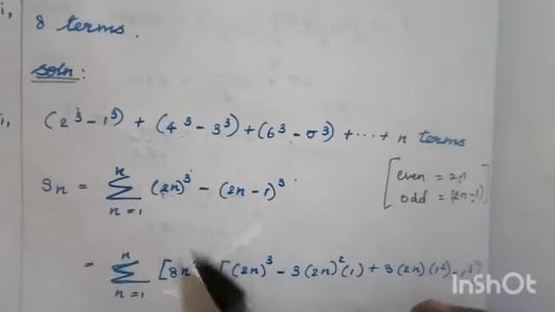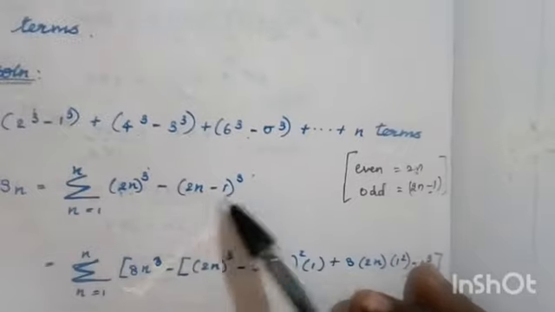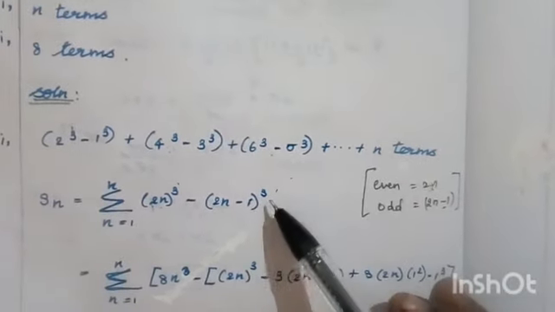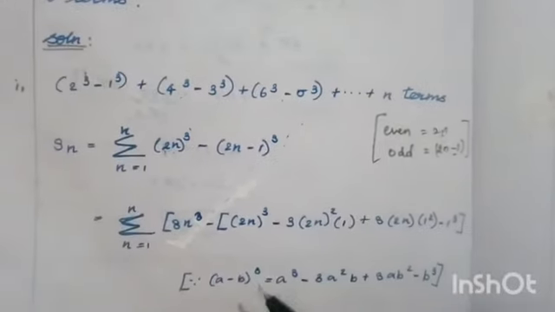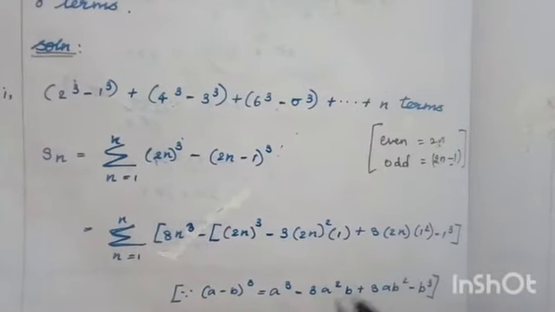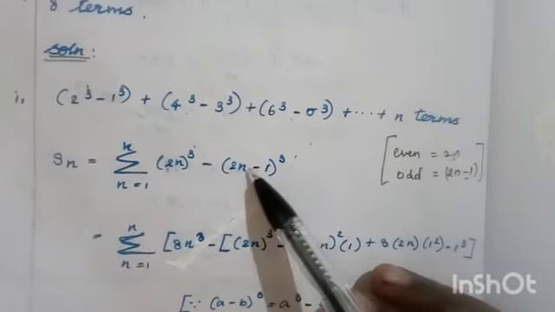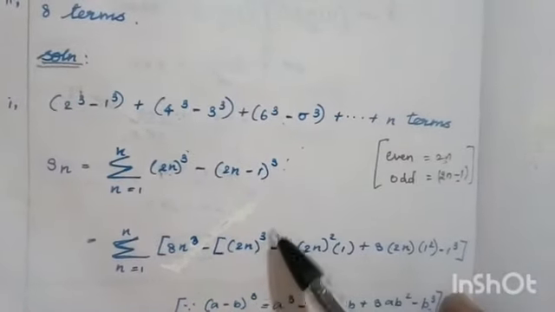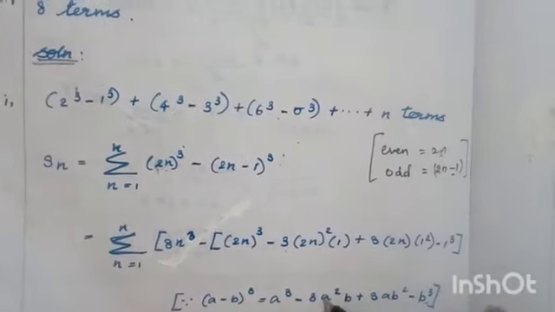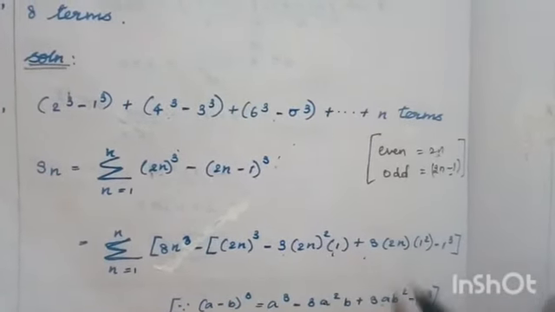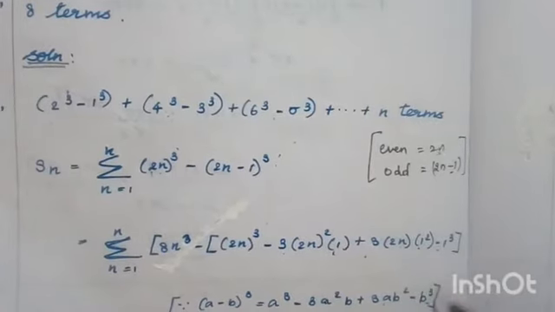It is written as 2n cube minus (2n minus 1) whole cube. A minus b whole cube formula we have to use. A minus b whole cube is a cube minus 3a square b plus 3ab square minus b cube. So here it is a, it is b. So 2n whole cube minus 3 into 2n whole square into 1 plus 3 into 2n into 1 square minus 1 cube.